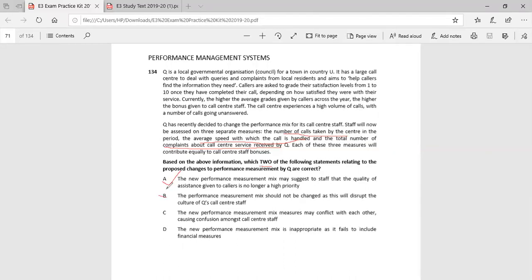The new performance measurement mix measures may conflict with each other, causing confusion among call center staff. What is the reason for confusion? Is there any confusion? Do you think it would be resulting in conflict? Or the new performance measurement mix is inappropriate as it fails to include financial measures? What happened? Not answering.